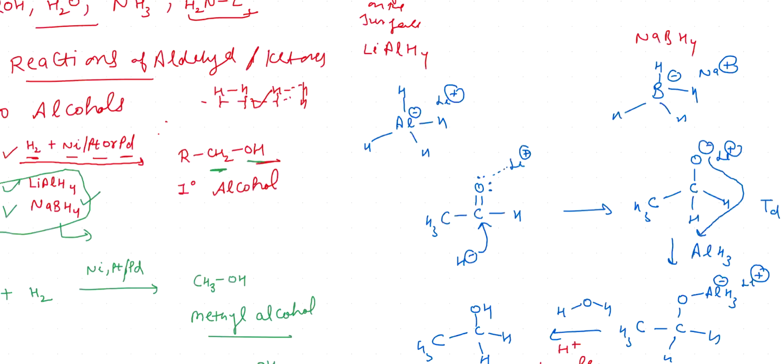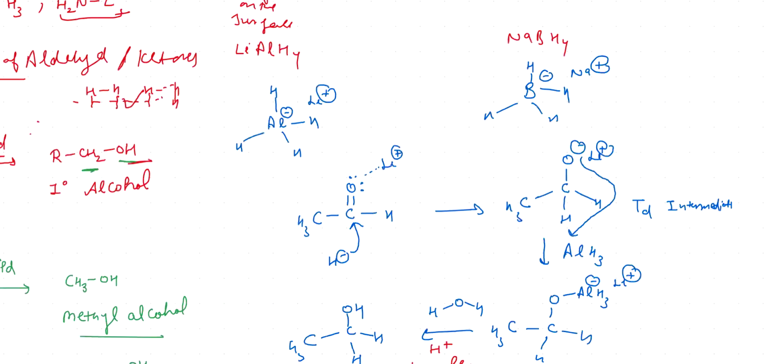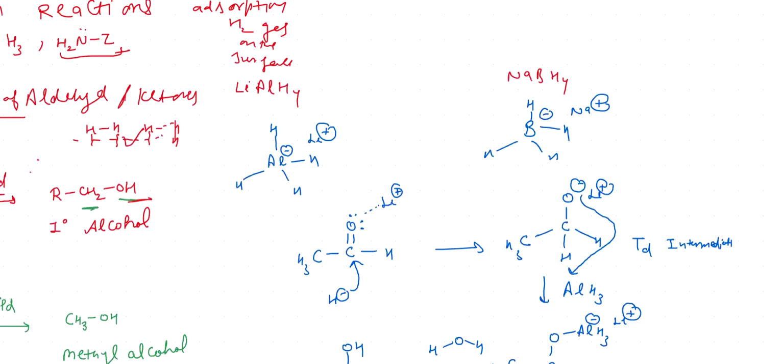First of all, what is the structure of lithium aluminium hydride? This is your lithium aluminium hydride. The aluminium is tetracoordinated, that is, attached to 4 hydrogens. That's why it is tetracoordinated. And it is in salt form, and aluminium has a negative charge as it is attached with lithium positive. Lithium is electropositive in nature, so it will lose its electron, and there is a positive charge on lithium.